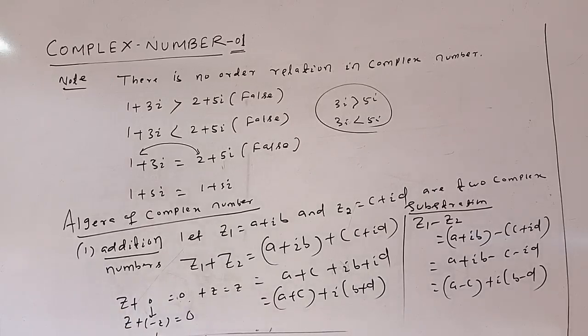But z1 minus z2 is not equal to z2 minus z1, because you know a minus b is not equal to b minus a. So subtraction of two complex numbers is not commutative, whereas addition of two complex numbers is commutative.